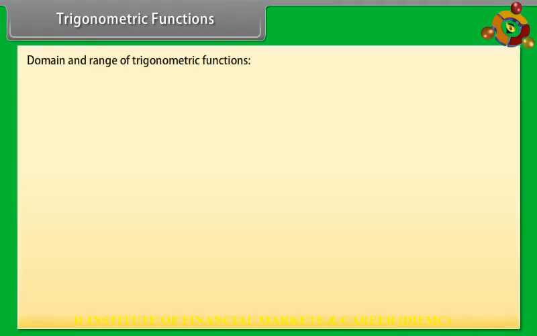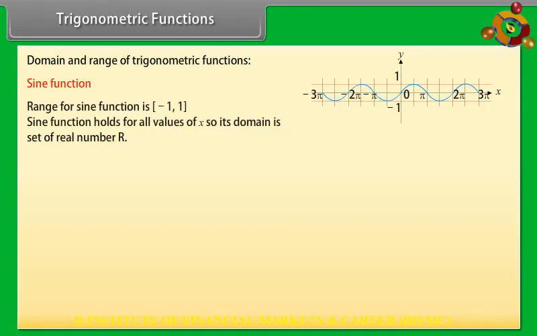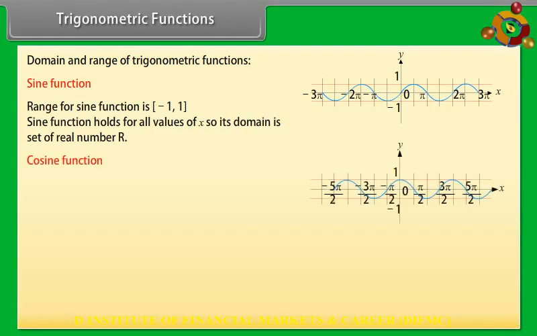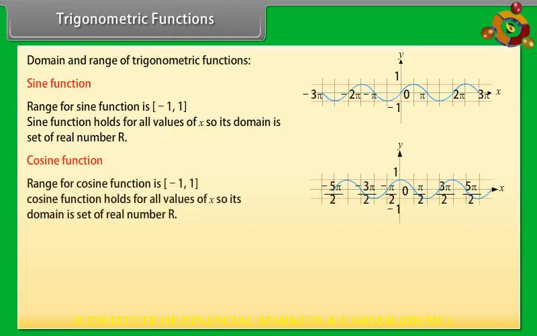Trigonometric functions. Domain and range of trigonometric functions. As we have studied earlier, an angle can be considered as a real number, so we denote the angle by x, not by theta. Sine function: the range is -1 to 1. The sine function holds for all values of x, so its domain is the set of real numbers R. Cosine function: the range is -1 to 1. The cosine function holds for all values of x, so its domain is the set of real numbers R.